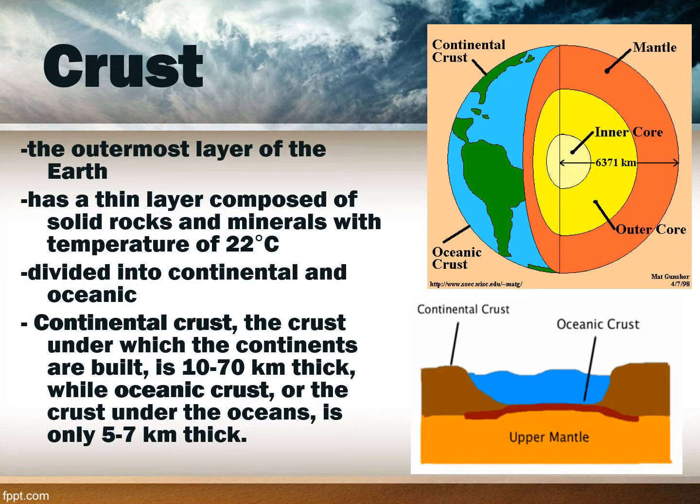Let's talk about the crust. The crust is the outermost layer of the Earth. It is a thin layer composed of solid rocks and minerals with a temperature of 22 degrees centigrade. It is divided into continental and oceanic crust. The continental crust, the crust under which the continents are built, is 10 to 70 kilometers thick, while the oceanic crust, or the crust under the oceans, is only 5 to 7 kilometers thick.